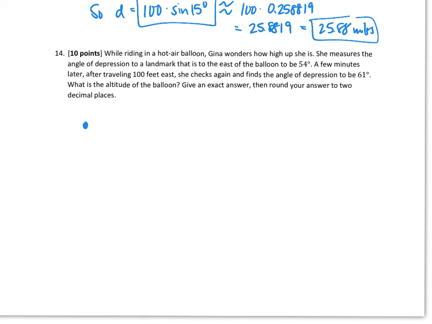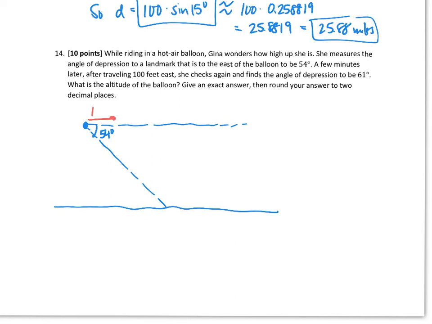So she's up here in this balloon. She looks down at the ground. And the angle of depression is the angle between the horizontal and that ground. So in this case, that's 54 degrees. But when she moves 100 feet to the east, she checks again. So now she's at this point. She checks again. And now the angle has gotten a little bit bigger, which we can kind of see from the picture. So now it's 61 degrees. And she wants to know the altitude.